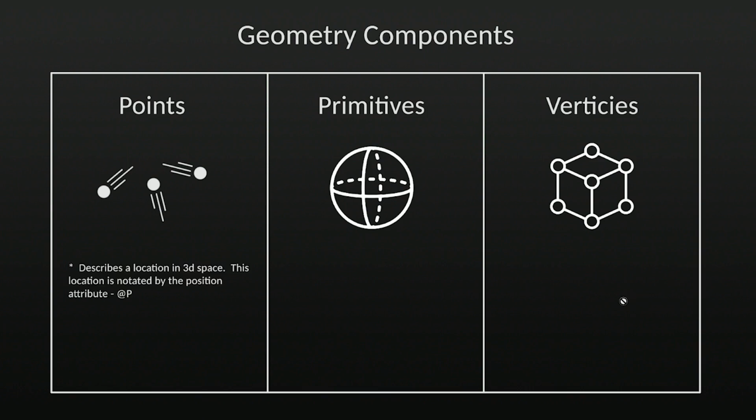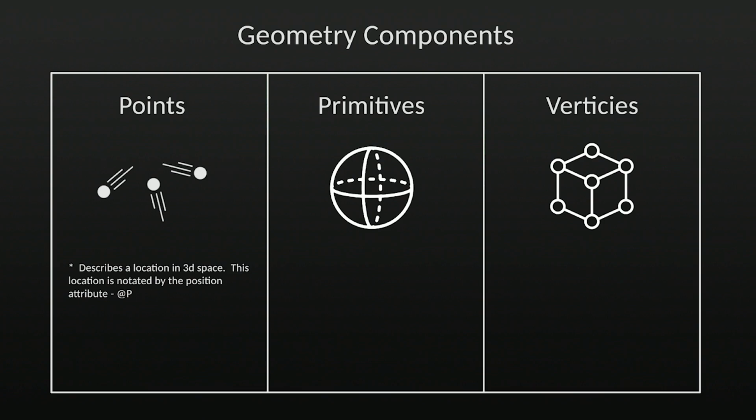Points are the simplest of the bunch because all a point really is, is a location in 3D space. This location is notated by the attribute P, which is for position, and that position value usually has something in x, y, and z. Now, with points, you can also store other attributes onto it, but at its very simplest form, it's, again, just a location. Now, whenever we hit render, we also never actually render out a point. So a point is really just information. It's not something that ultimately gets seen.